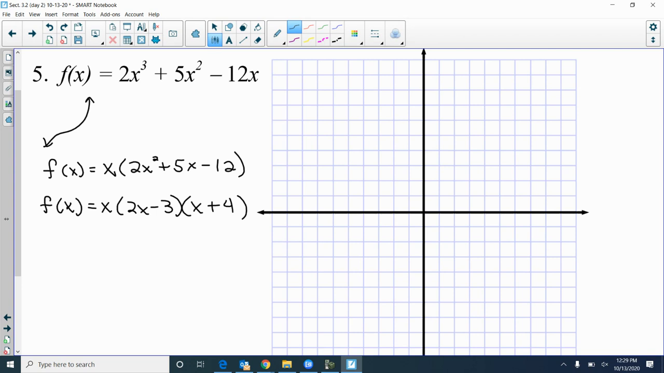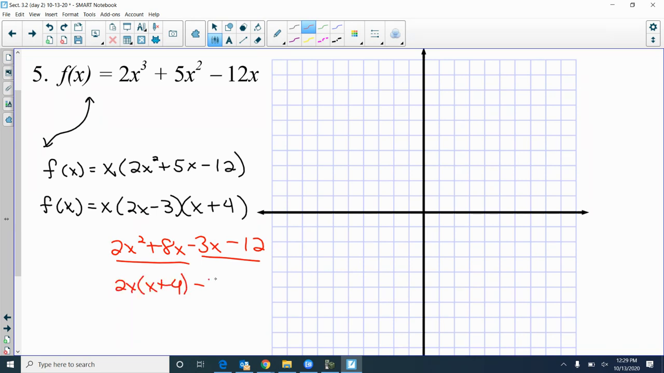Now, those of you who did grouping, I could see what you were doing. You took 2 times negative 12, which is negative 24. Well, what multiplies to negative 24 and adds to 5? It was 8x minus 3x. Don't forget, this is how you do the grouping. And then you take out the GCF there.